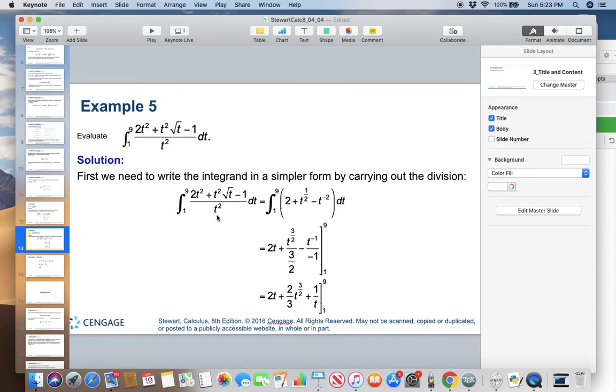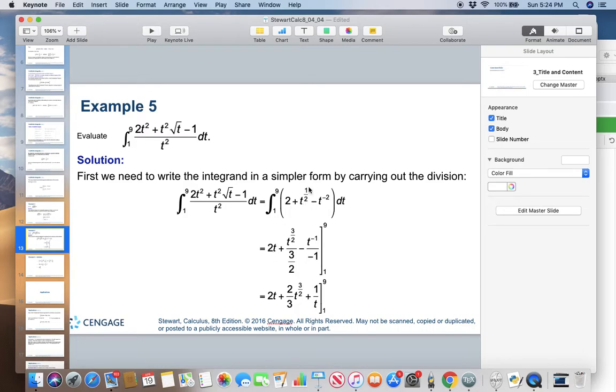So division distributes. So t squared divides the 2t squared, gives you a 2 there. t squared cancels this t squared and you're left with square root t, which has been rewritten as t to the power half, minus 1 over t squared, which is t to the negative 2. All right. Now you can take the antiderivative. Antiderivative of 2, because it's simply a constant, you just need a t. So 2 gives me 2t.